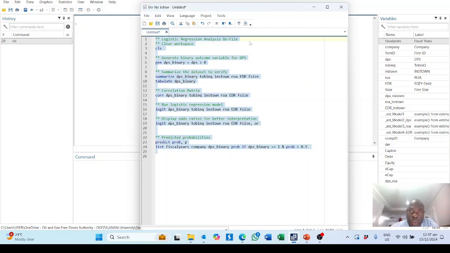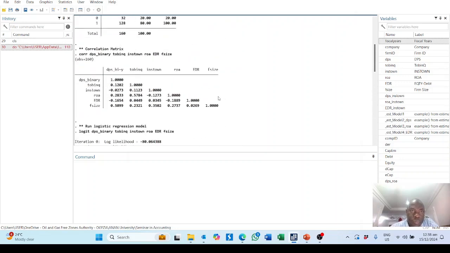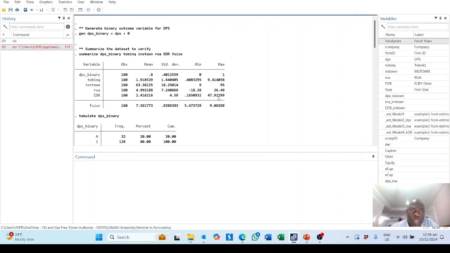I've selected all, and I'm clicking on execute selections. Yes, we have successfully run our do file command. Now the binary variable has been generated and is as shown in the summary statistics.